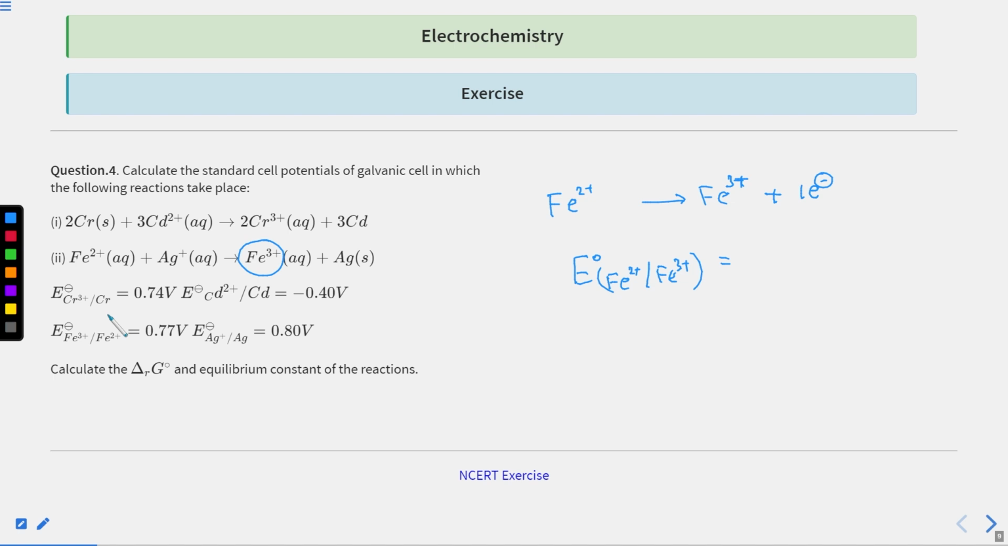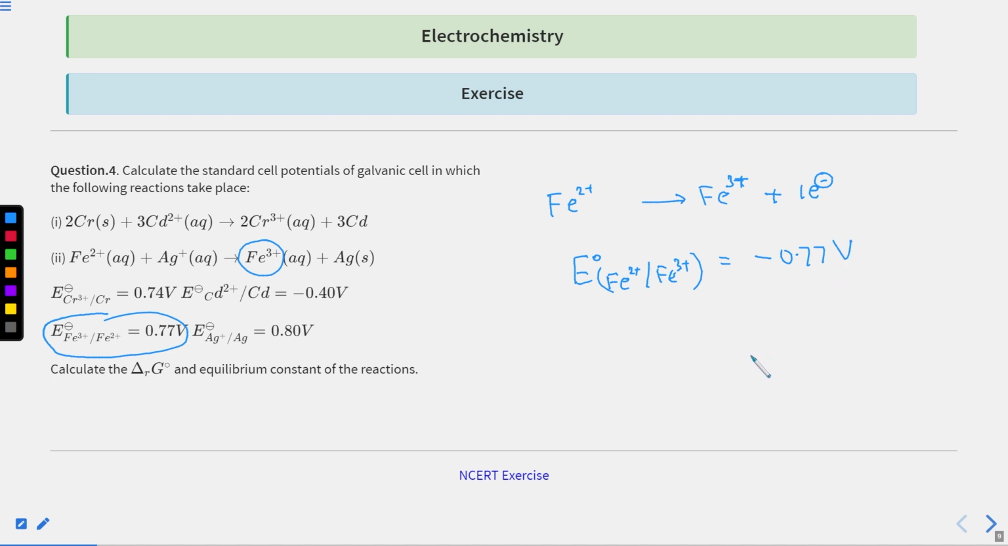But we are given the opposite value. Why? Because we are given the reduction value. What I have told you, we have seen in the first question, is that we have to just reverse the sign. Just multiply it with a negative sign, that will do your work. It will be minus 0.77 volts.